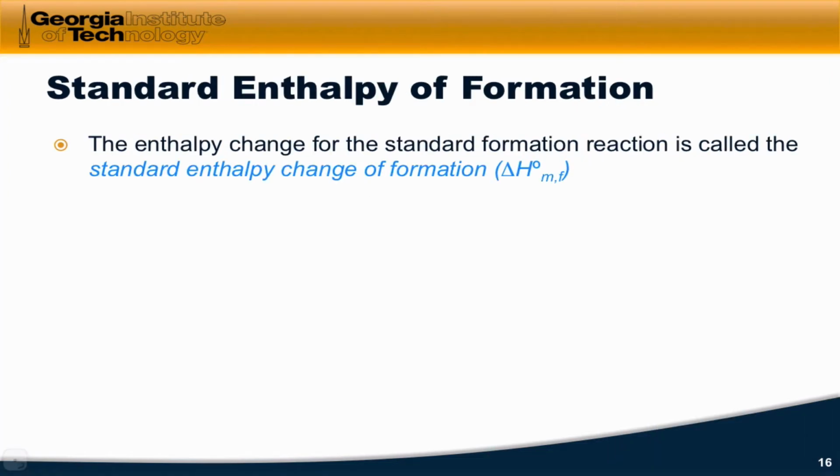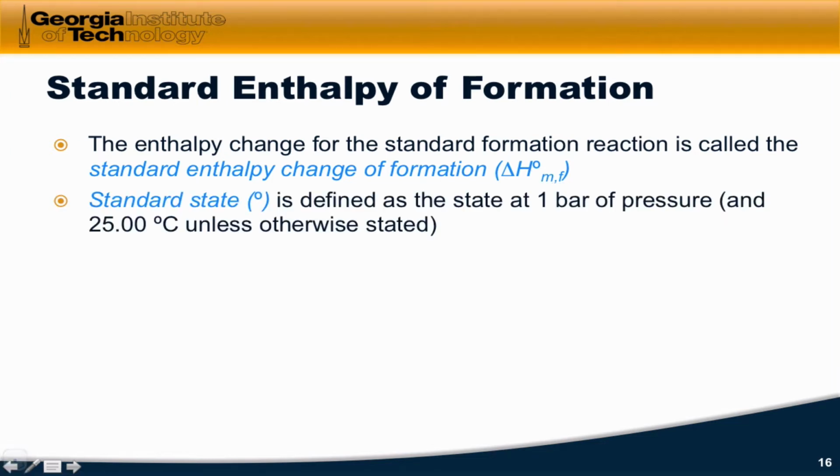The enthalpy change for this process is known as the standard enthalpy change of formation. And so it's got the little circle to denote standard conditions, it's got the sub m to denote per mole, it's a molar quantity, and the F stands for formation, a heat or an enthalpy change of formation. The standard state, as we just mentioned, is defined as the state at 1 bar of pressure and 298.15 Kelvin or 25 degrees C unless otherwise stated.